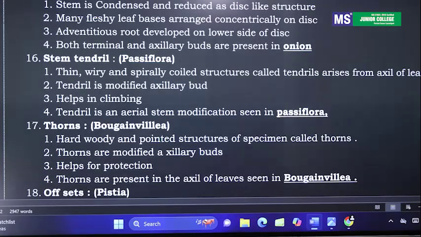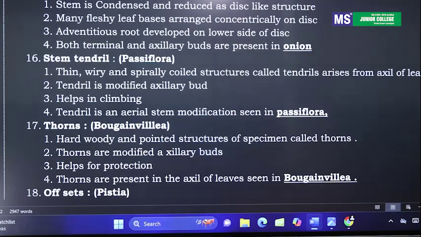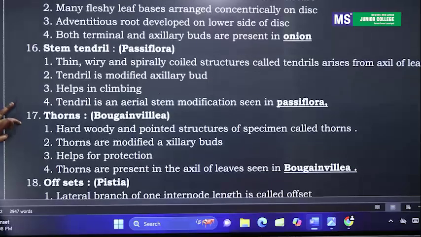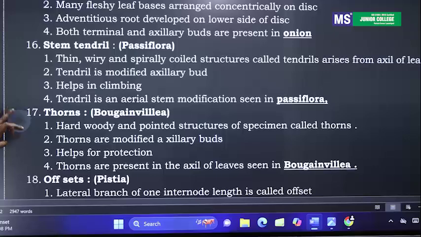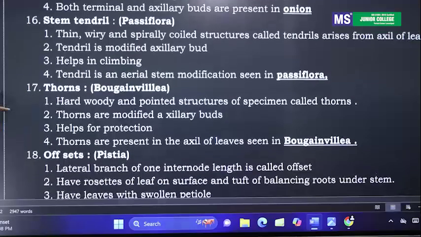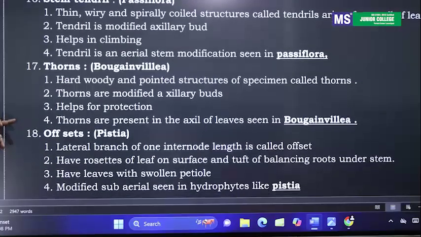Next one, bulb, onion. The stem is condensed and reduced to a disc-like structure. Many fleshy scale leaves are arranged concentrically and adventitious roots develop at the base. Both terminal and axillary buds are present.